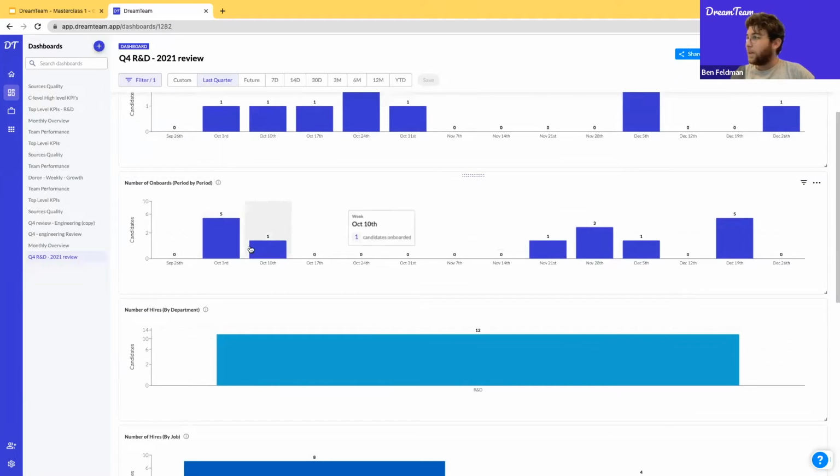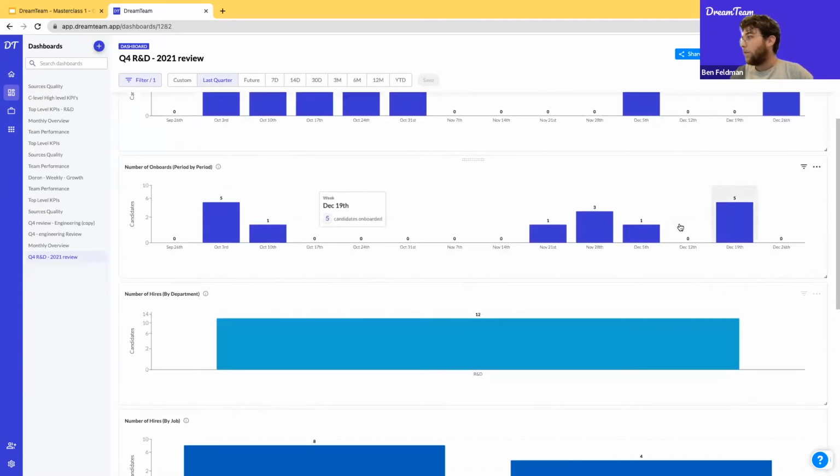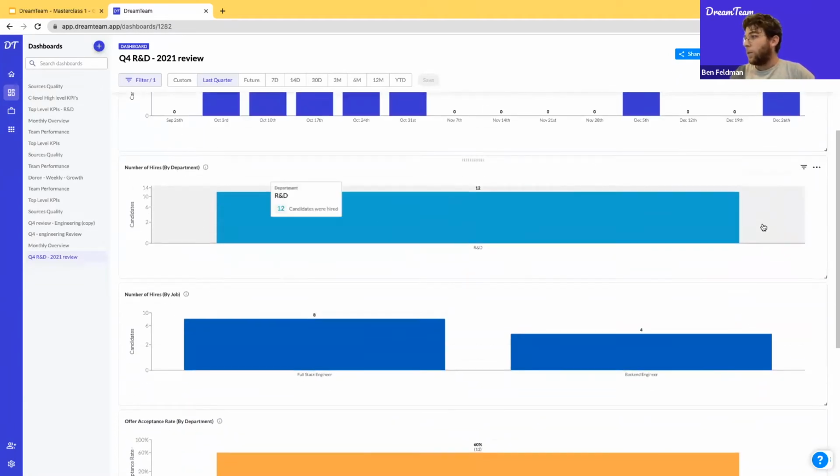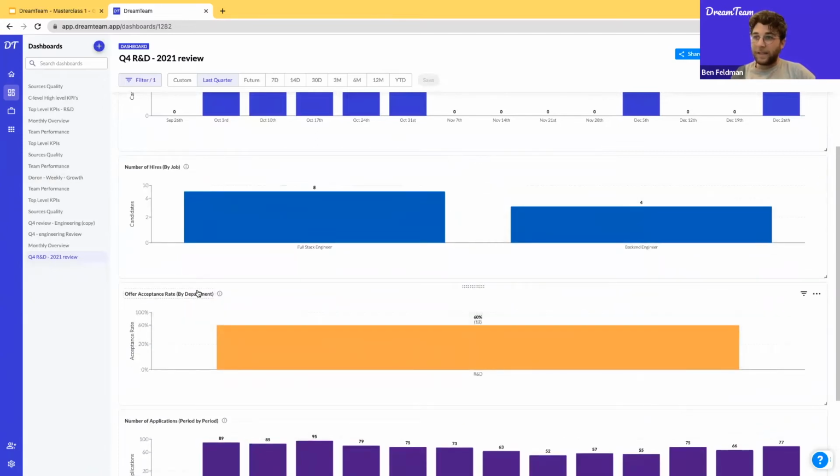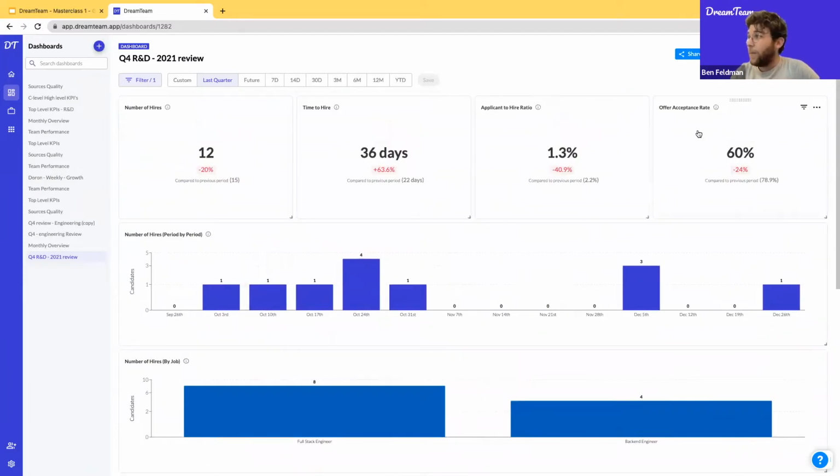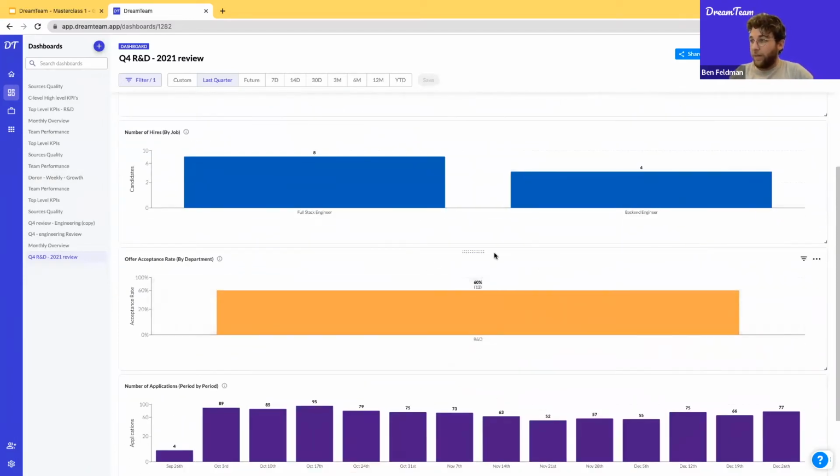Number of onboards, period over period. We discussed that I'm not interested in onboards, so I'm going to delete that for now. Number of hires by department. Because we're only looking at one department, I'm actually going to delete that. And then this is the same thing here. So offer acceptance rate by department, we already have that information here. So there's no real added value. I'm going to remove that.